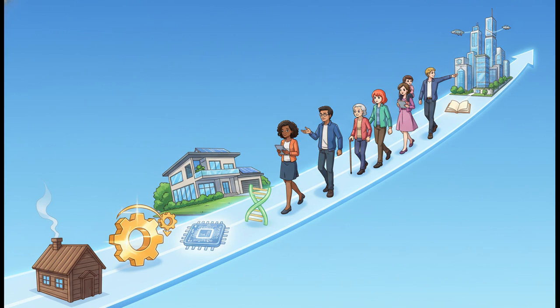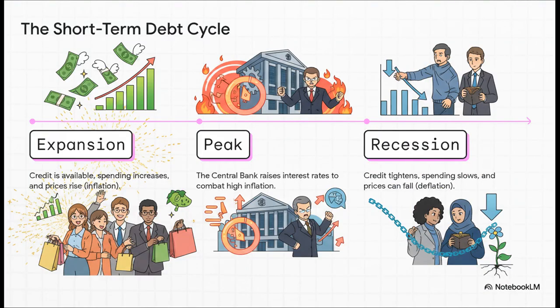It doesn't really jump around much, but over the long run, it's the only thing that truly matters for improving our standard of living. Now we overlay the wiggles. This is the short-term debt cycle. This is the one we always hear about on the news. Expansions and recessions. It usually lasts about 5 to 8 years.